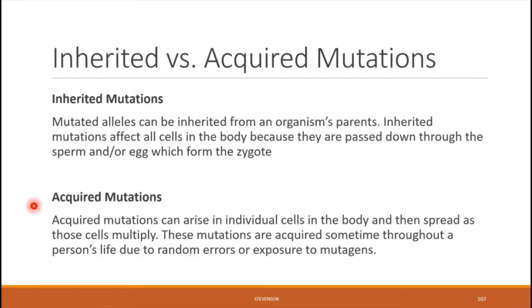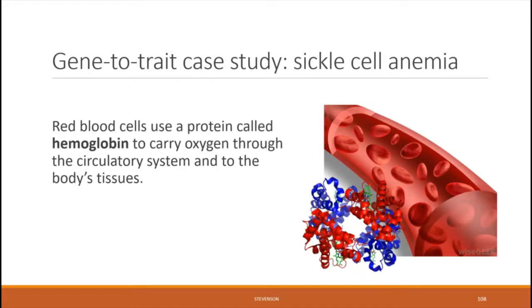Acquired mutations, on the other hand, are mutations that can arise in individual cells in your body and then spread as those cells multiply. These mutations can come from either random errors that your cell makes or exposure to mutagenic substances, which can increase the rate at which your DNA mutates. And we'll talk about what some of those substances are later on in the lecture. So first we're going to talk about an example of an inherited mutation, and then we'll talk about an example of an acquired mutation.